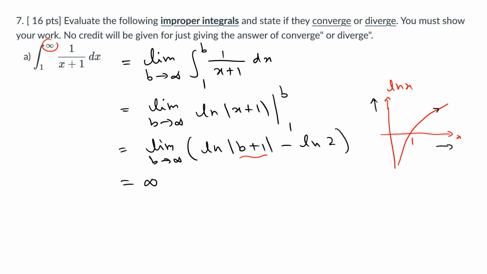So you need to show it's infinity. That means it's not finite, so this goes to infinity. That means the integral diverges. So the integral from 1 to infinity of 1 over x plus 1 dx diverges. Very simple. Because it's infinity, it diverges.